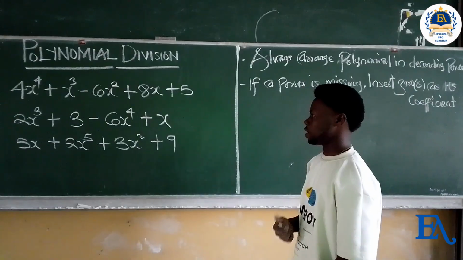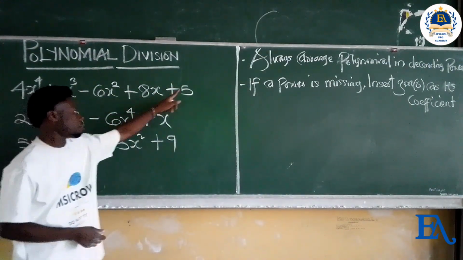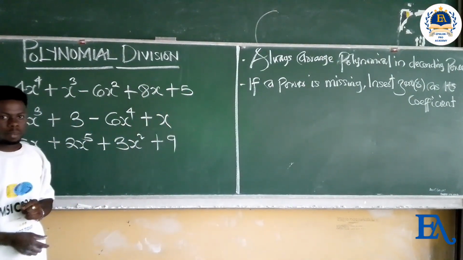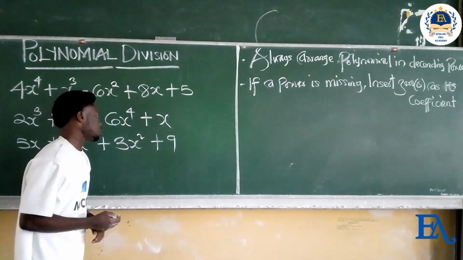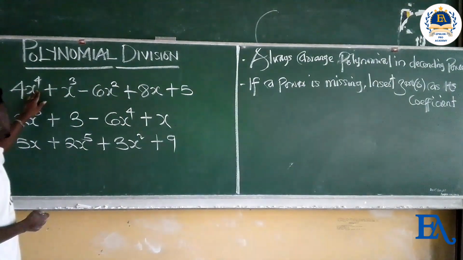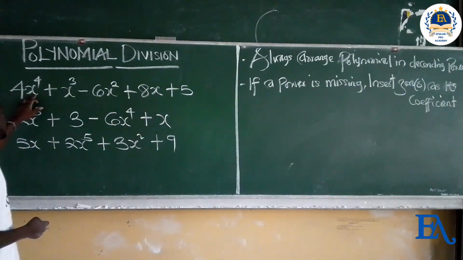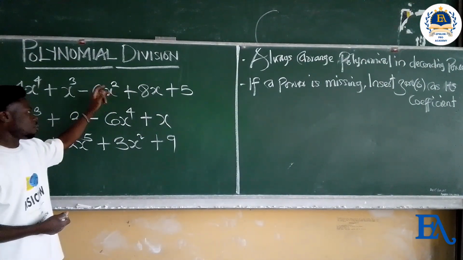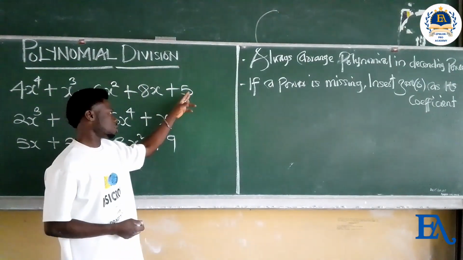Now let us examine the first one. The power ranges from 4 to 0. In every constant term, the variable attached to it is always raised to the power of 0. So it ranges from x^4 to x^0: x^4, x^3, x^2, x^1, and x^0.